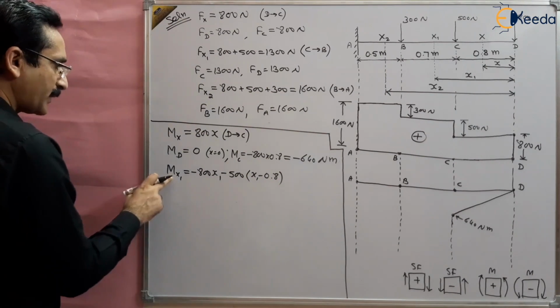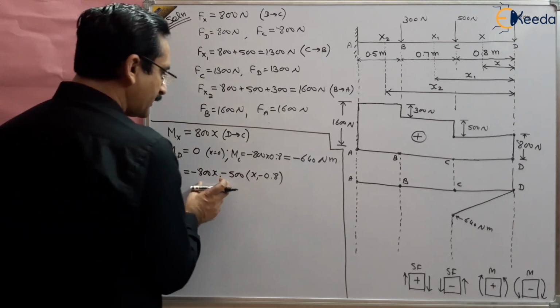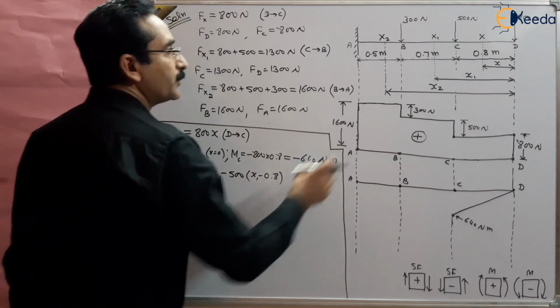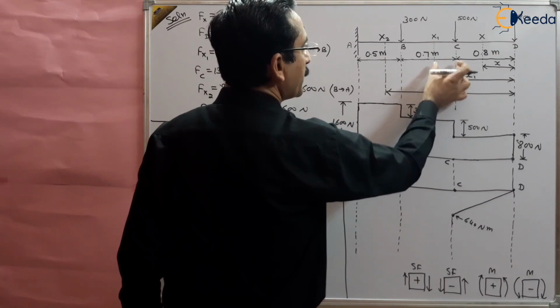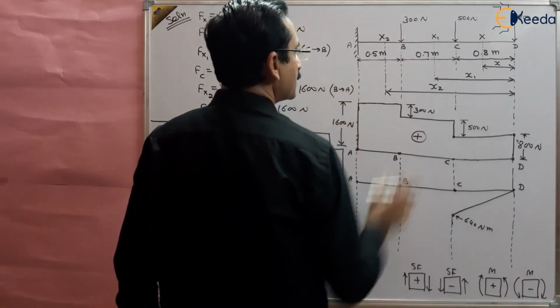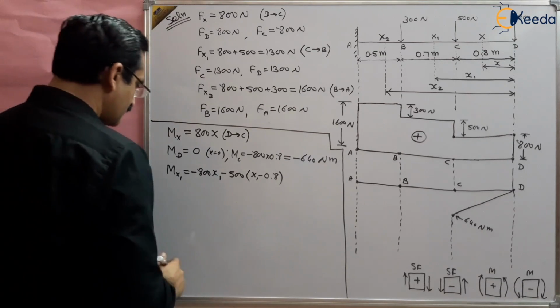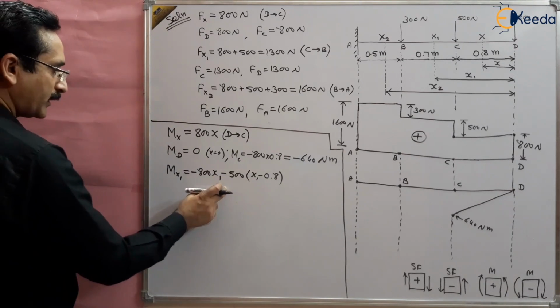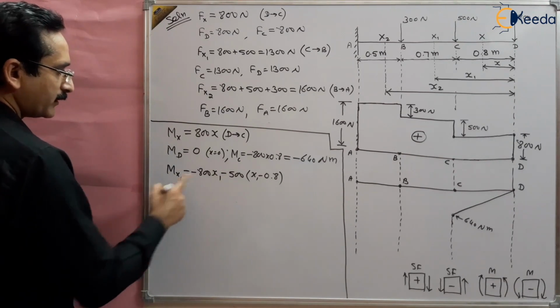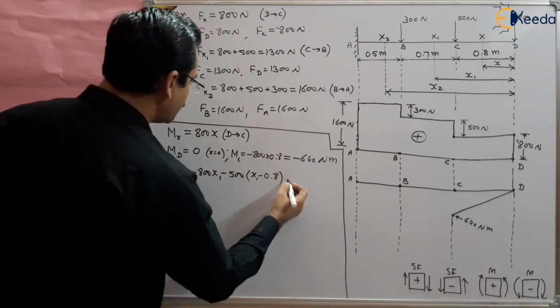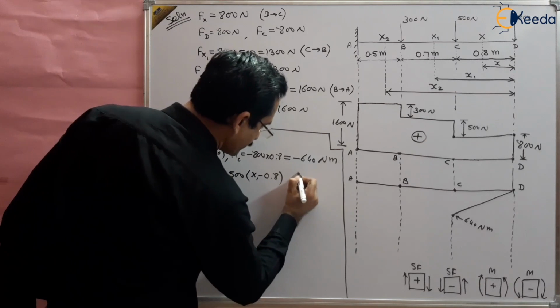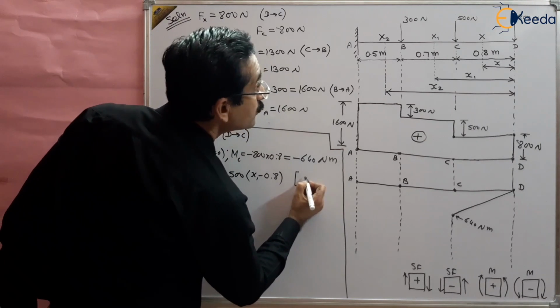So this is Mx1 = 800 x1 minus 500 multiplied by this distance (x1 minus 0.8). This is because this is the perpendicular distance of 500 from x1, right? So this is the bending moment at x1. And what are the peak points? That are C and B. It is valid between C to B.